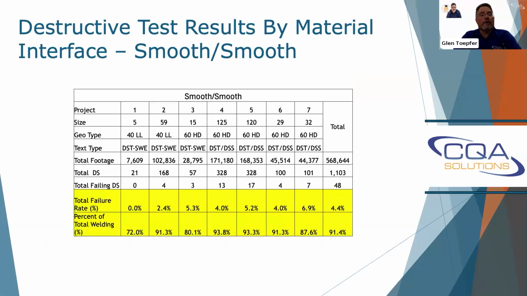And so we break it up even more. I thought it would be interesting to look at it in terms of how much of the welding of each type of material was performed on a project. For this one, we had the smooth. 72% of the welding was smooth on this project, so that's pretty good. Overall, 91.4% of all the welding was smooth throughout the project study, and it had a failure rate of 4.4%.